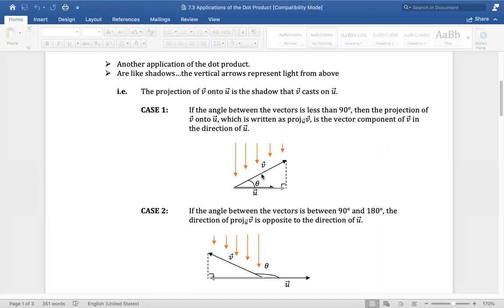Because this projection vector is longer, right? When it comes down, you would just go vertically down. It's projecting that type of shadow on the U vector. Okay, so gray is our shadow.